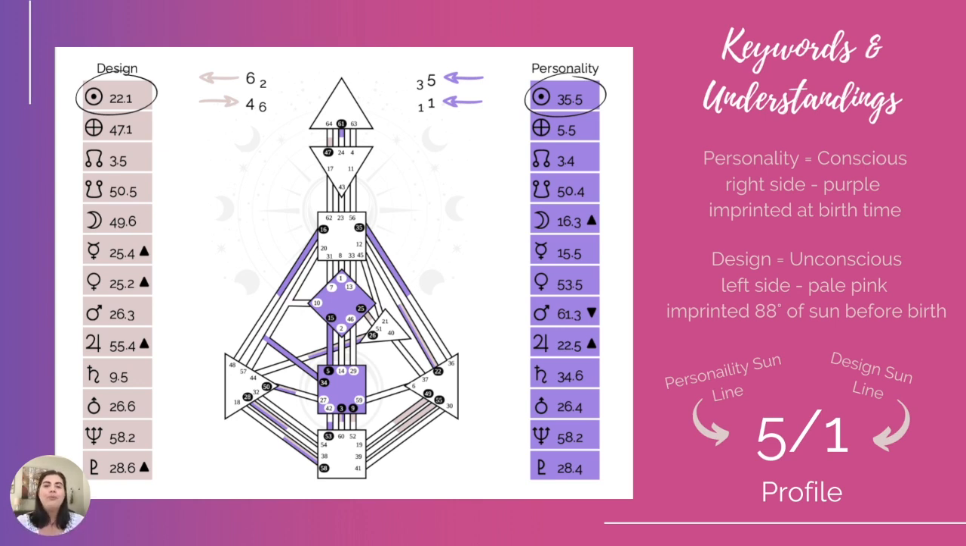All right. So the personality side is imprinted at the time of your birth when your body has fully exited your mother's body. The design side is imprinted at 88 degrees of the sun before the time of your birth. So, let's say the sun's right here in the sky at the time of your birth. When the sun is about 88 degrees before the time of your birth, that's when your design side is imprinted in your body, if you will.